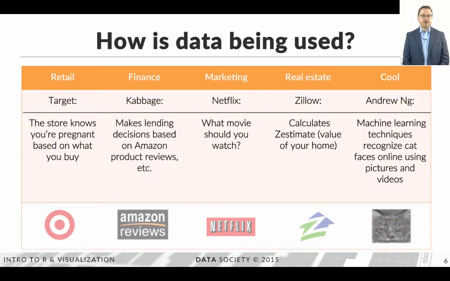Here are some examples of how companies and individuals are using data today. Data science is relevant in every industry, and its uses are expanding daily. The more people become data literate, the more breakthroughs and applications you'll see over time.